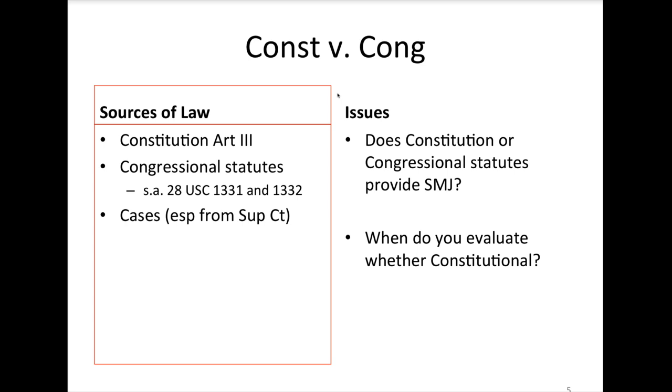So, big picture questions on the right side. The first is, does the Constitution or congressional statute provide SMJ? The answer is both. The Constitution provides Congress with the authority to create federal courts, to give federal courts the power to hear cases. It also gives the Supreme Court subject matter jurisdiction. But the Constitution does not actually give lower federal courts any subject matter jurisdiction, because it doesn't create any. So for that, you have to go to the congressional statute.